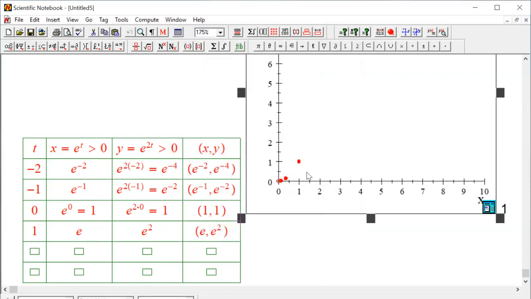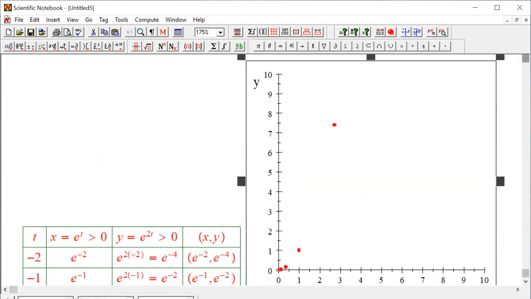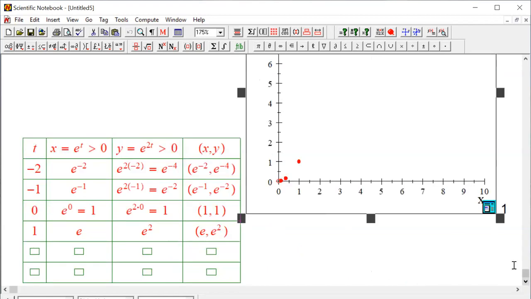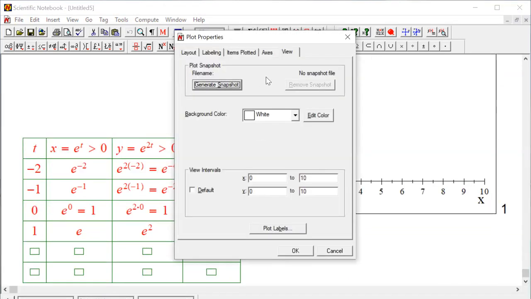Where's my e squared? E squared right there. You see, the point was off the chart. So let me make just a little bit of adjustment over here.